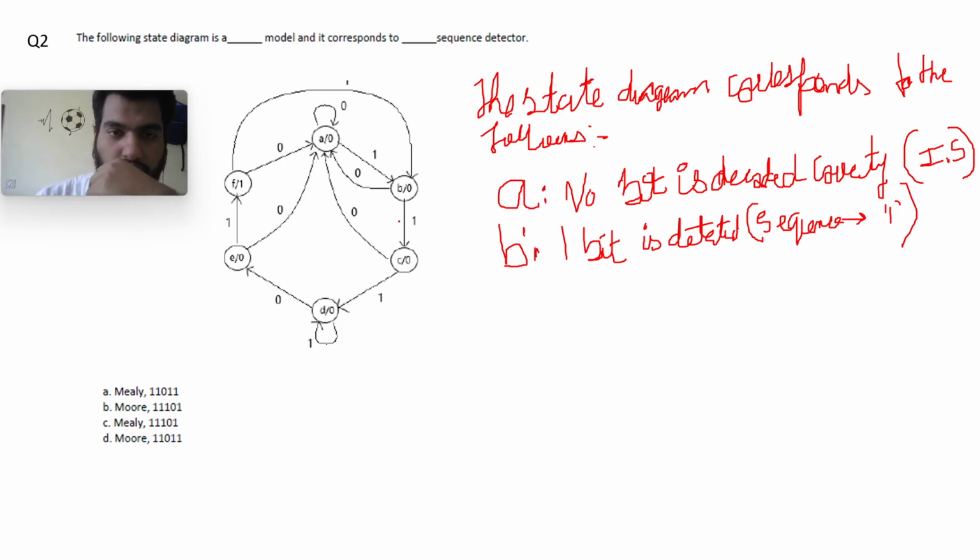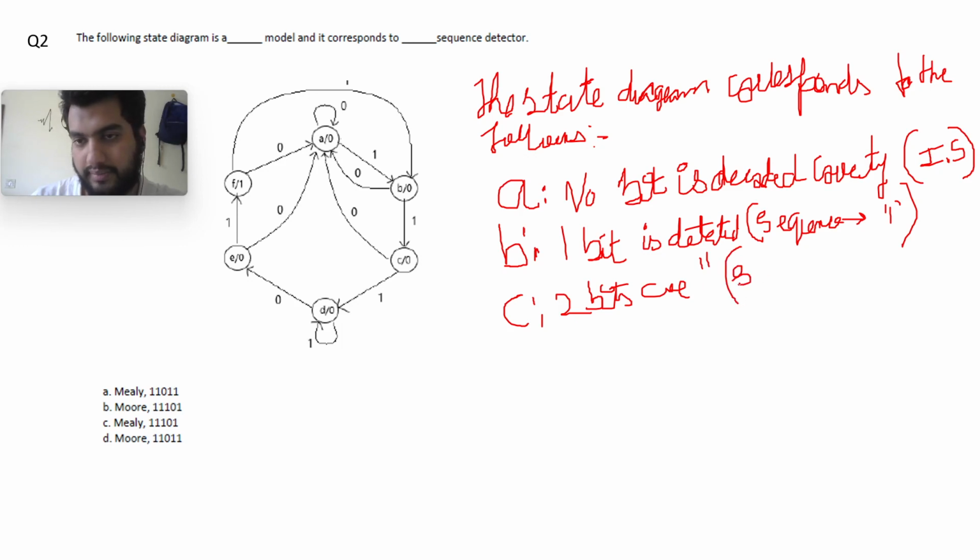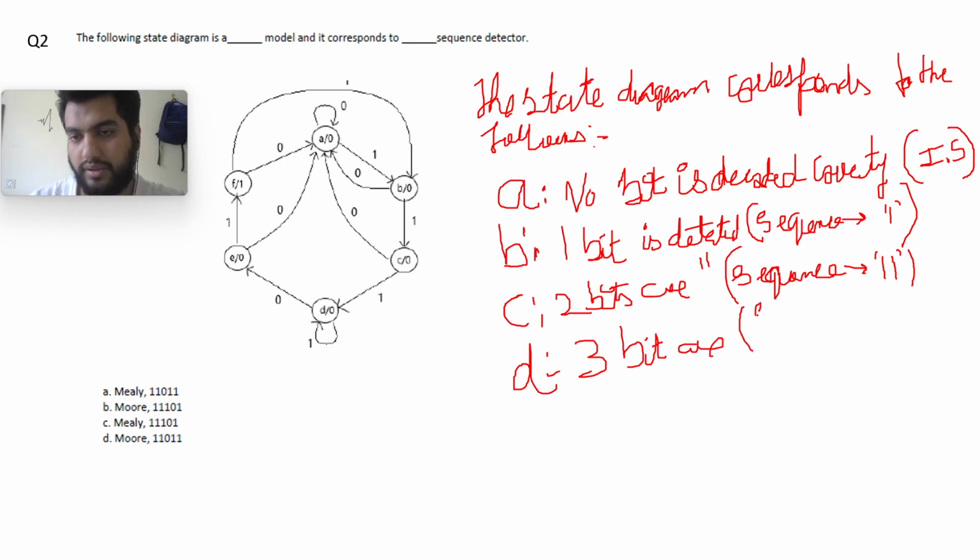Now I'm at state B and I'm looking at the forward propagating arrow. So this one goes to C, and 2 bits are decoded, and the sequence that is detected is 1 1. Now I'm at D, so I'm making this transition. So 3 bits are decoded correctly, and the sequence that is detected is 1 1 1.